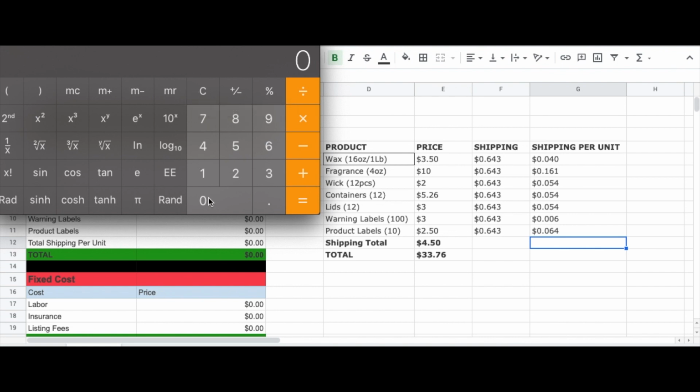We're going to start with 0.040 plus 0.161 plus 0.054 plus 0.054 plus 0.054 plus 0.006 plus 0.064, and that's a total of 0.43.